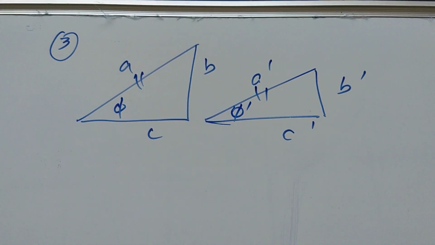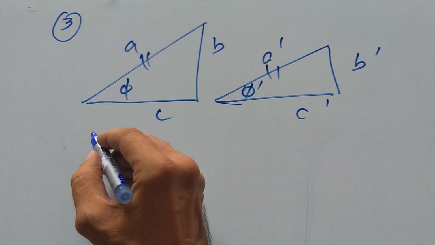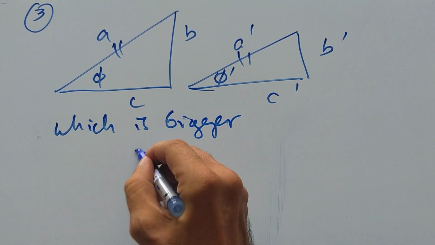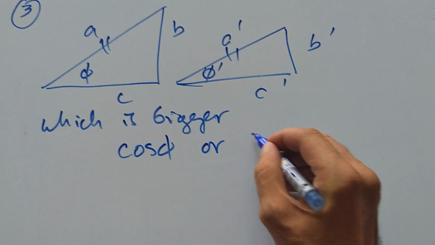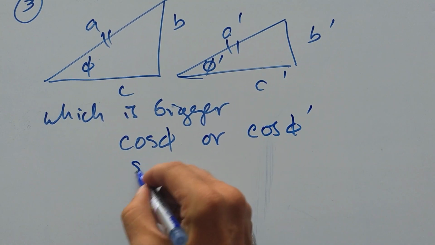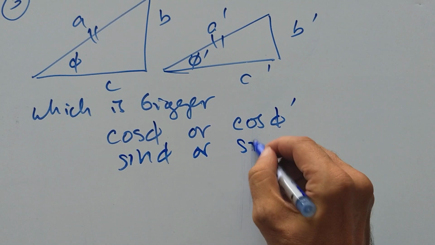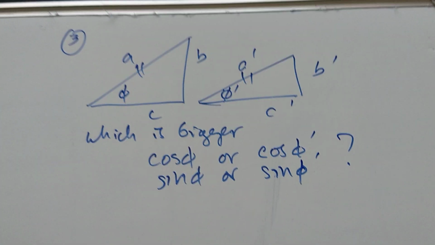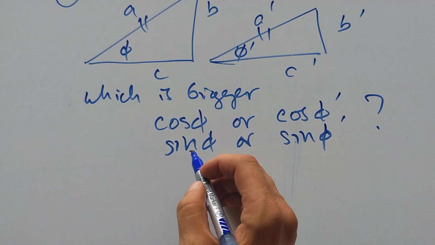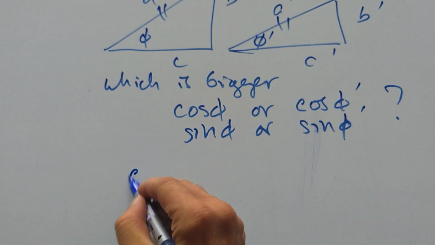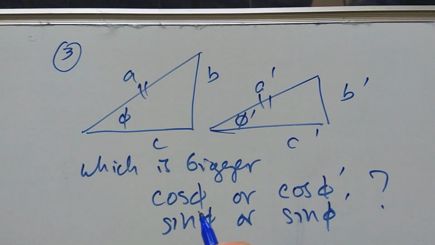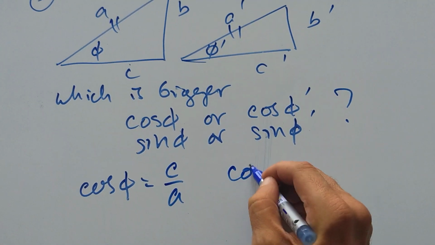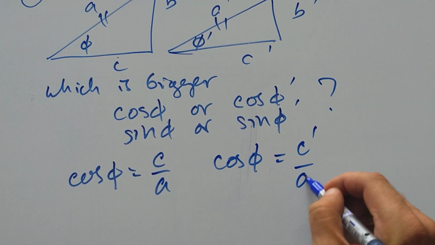But in this case, I want to find out which is bigger, cos phi or cos phi prime, sine phi or sine phi prime. Which is bigger? Okay, I'm going to do one of them, and you're going to do the other one. Let me try cos phi. Cos phi is adjacent over hypotenuse. Cos phi prime is c prime over a prime.